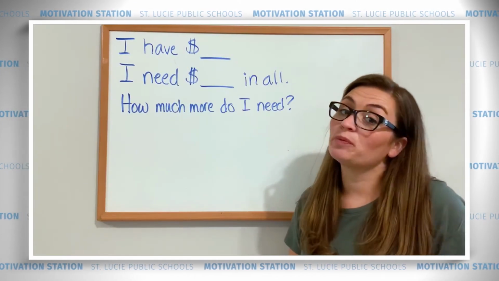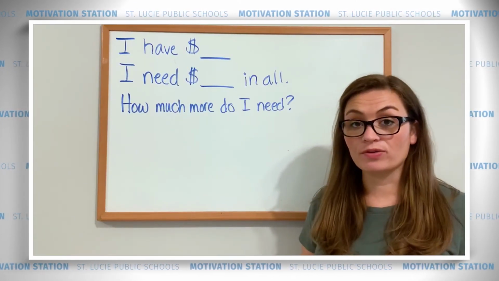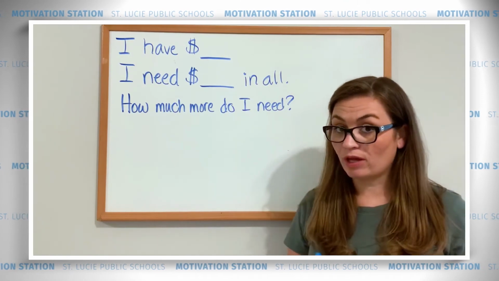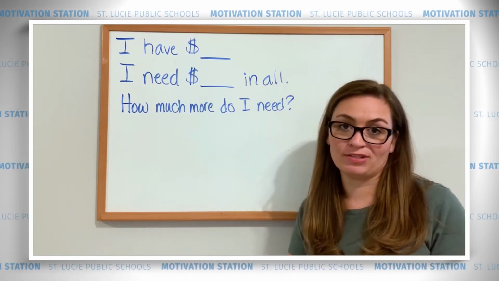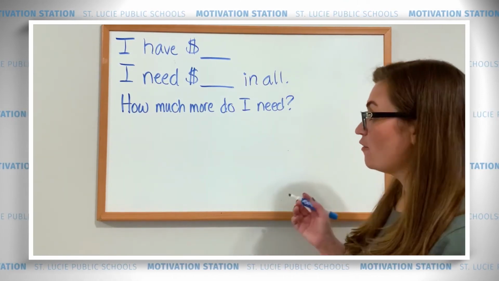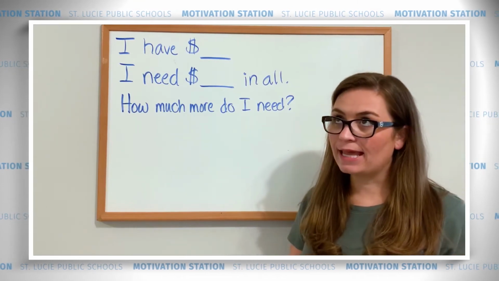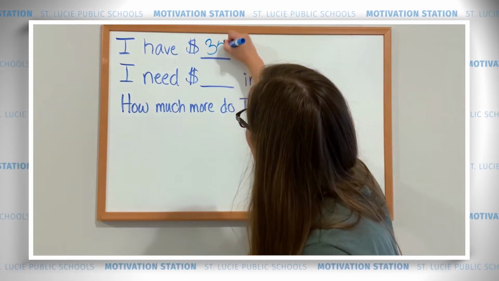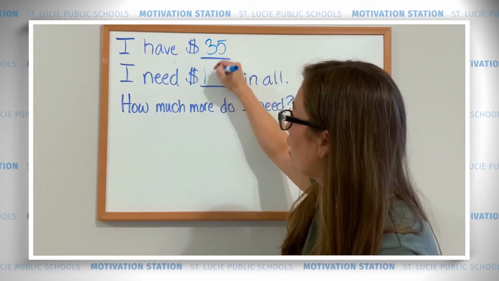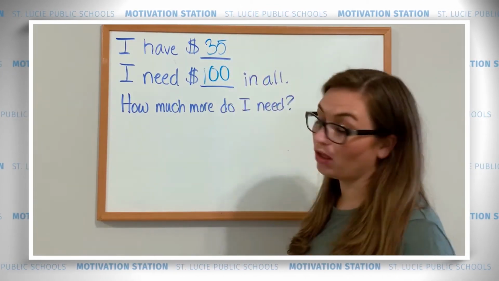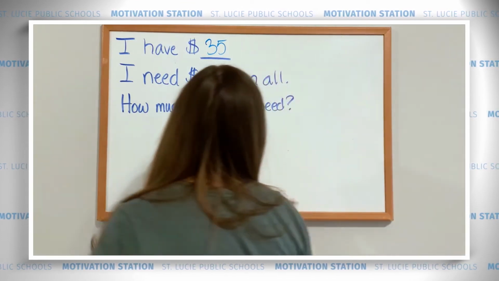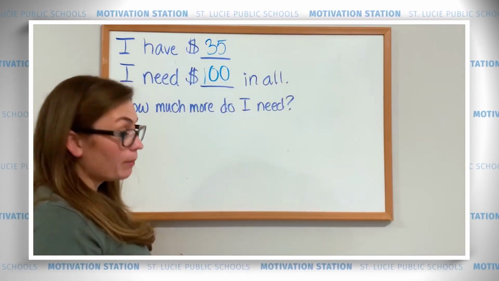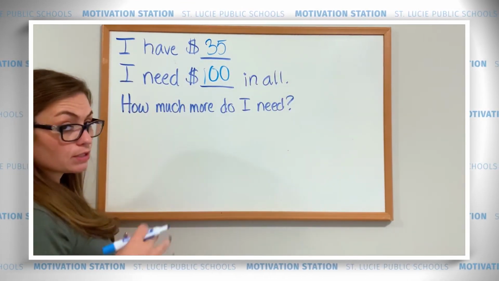Okay, we've been working a lot with our part-part wholes. Let's do a quick review with an example, and then we're going to jump into some new part-part wholes. For this example, let's say that I have $35 and I need $100 in all. Well, I need to figure out how much more do I need. Remember, we can solve with addition or subtraction.